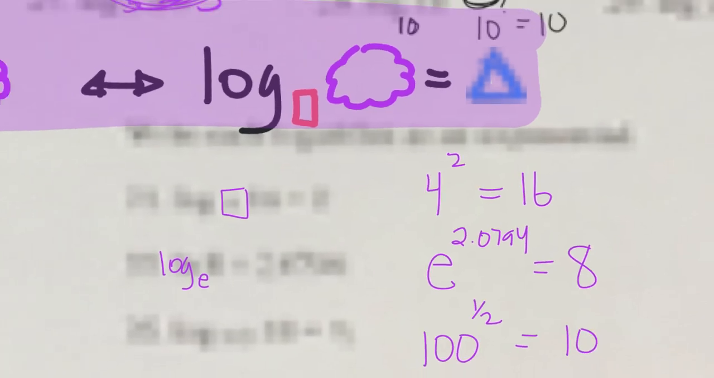So this is going the opposite direction. Okay, your base of your log becomes the base of your exponent. That should be a 4. So 4 raised to the 2nd power equals 16. Natural log is log base e. So e to the 2.794 equals 8. And then our last one, 100 to the 1/2 power equals 10.